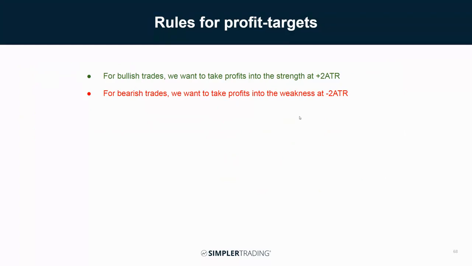All right, so for bullish trades, taking profits into the strength, feeding the ducks, as John says. He should start saying feeding the kangaroos and the zebras at +2. And for bearish trades, we feed the ducks on the weakness at -2.